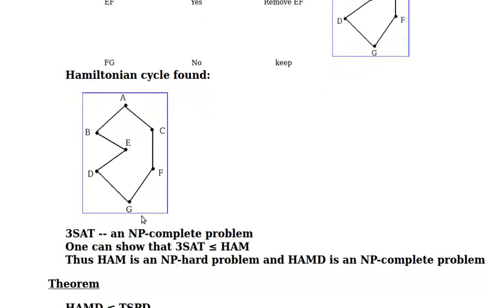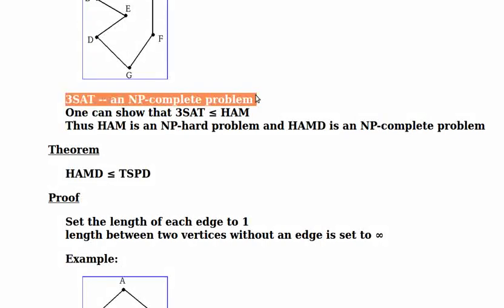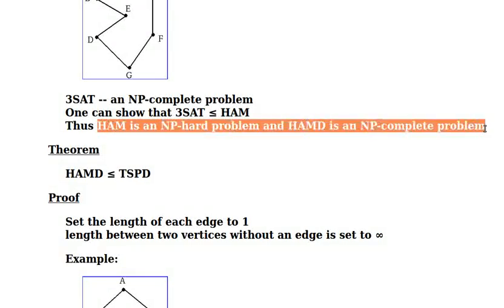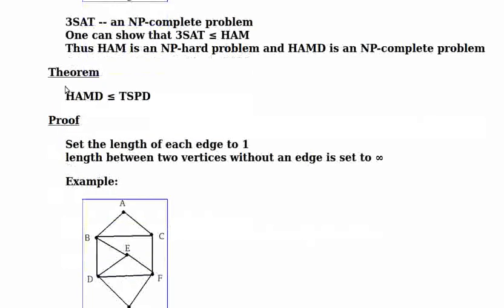It is widely acknowledged that 3SAT is an NP-complete problem. Furthermore, it can be demonstrated that 3SAT is reducible to HAM. Consequently, HAM is an NP-hard problem, while HAMD stands as an NP-complete problem. Additionally, we can state the following theorem: HAMD is reducible to TSPD.